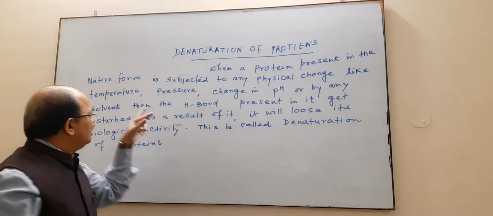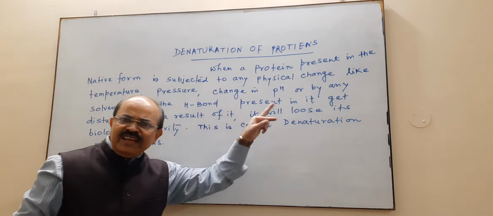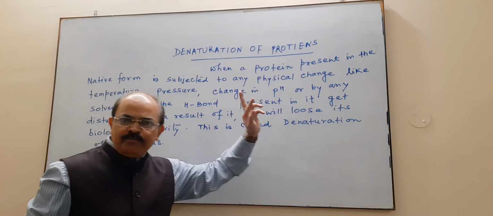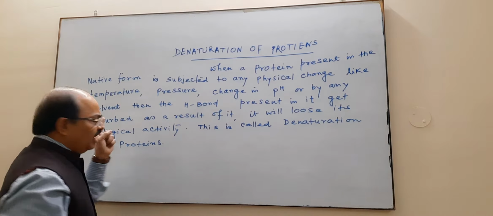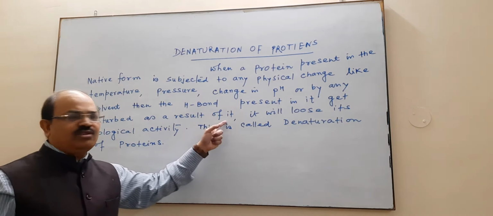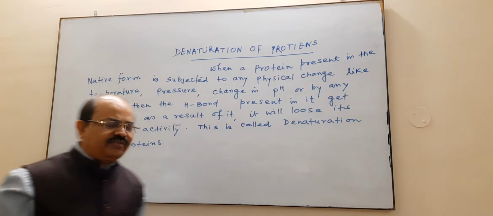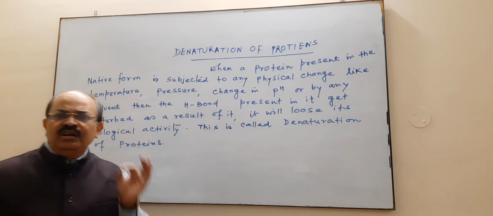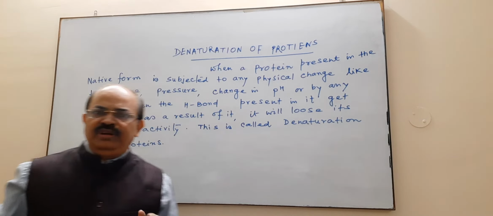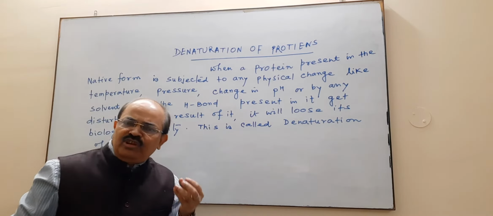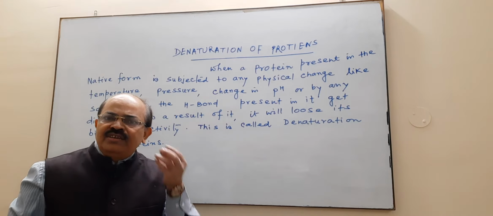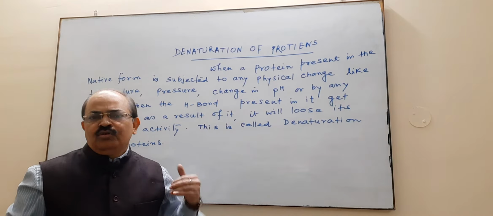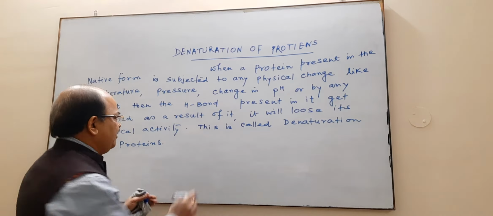what happens? The hydrogen bond present in it gets disturbed. As a result, it will lose its biological activity. This is called denaturation of protein. Actually, the hydrogen bonds are present in the secondary and tertiary structure of protein. So during denaturation, what happens?